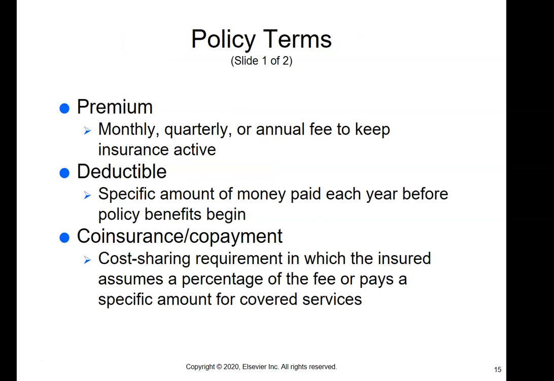Policy terms. The premium. Monthly, quarterly, or annual fees to keep insurance active. A deductible is a specified amount of money paid each year before the policy benefits begin. Coinsurance and copayment. Coinsurance is the cost-sharing requirement in which the insured assumes a percentage of the fee, and the copayment is the specified amount for covered services that the patient must pay at the time of service.